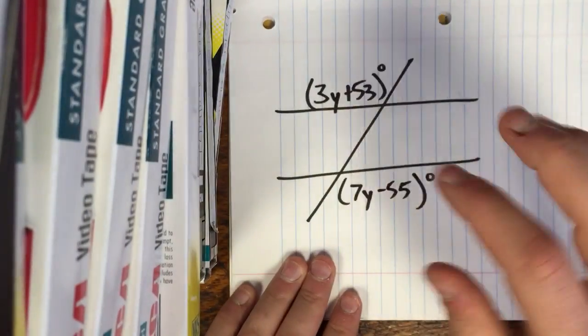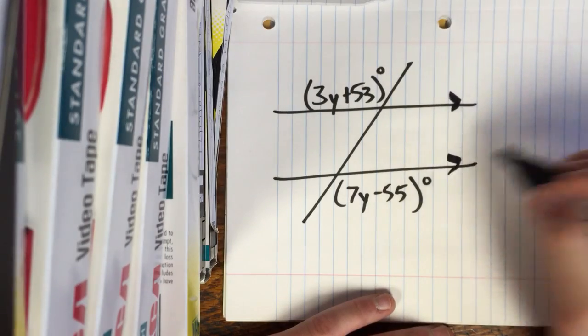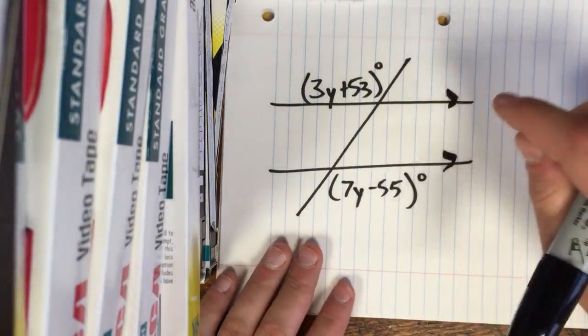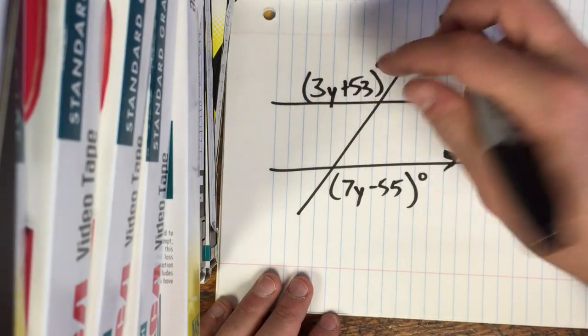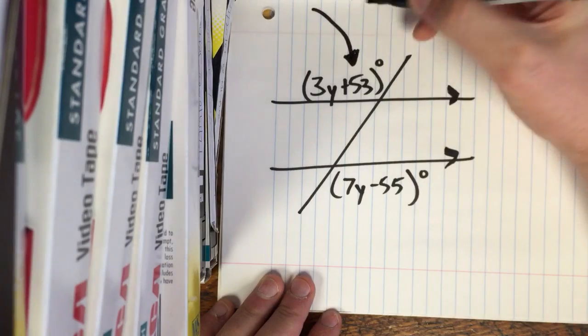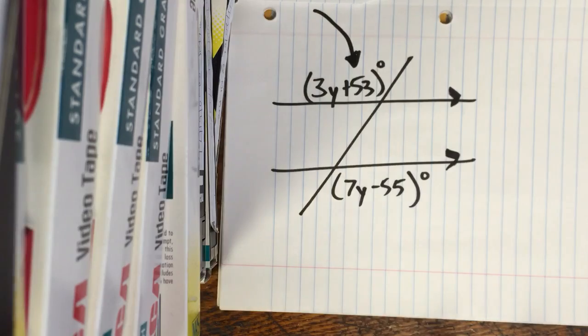Here we go. All right, so what we have here is two parallel lines. I'm going to mark them parallel. And you've got a transversal. You need to solve for this angle right here. That's what I want you to find. Find that angle right there. I'm going to let you work it, and then I'm going to show you how to work it. Ready? Go.